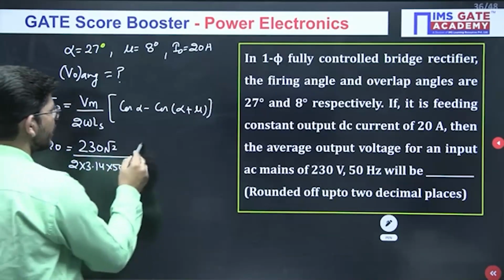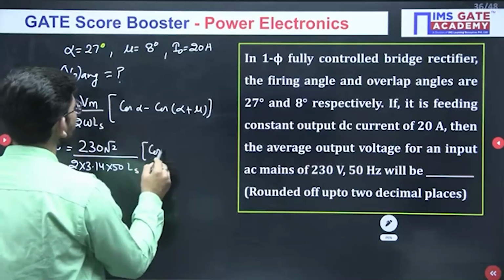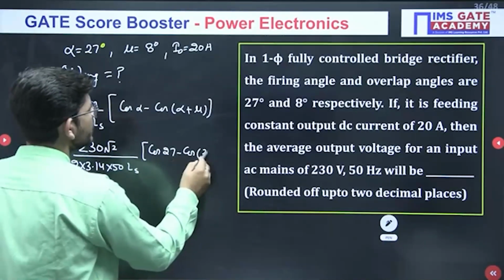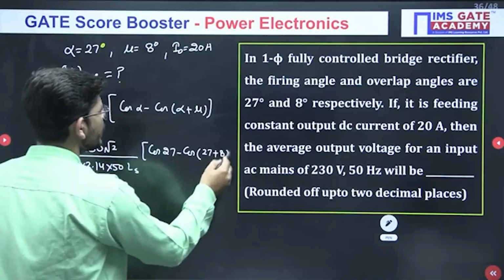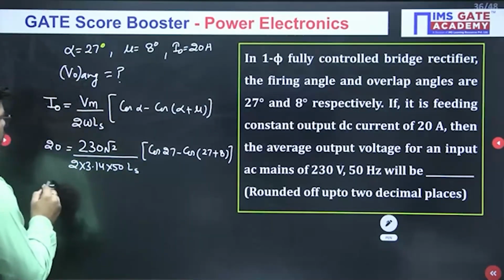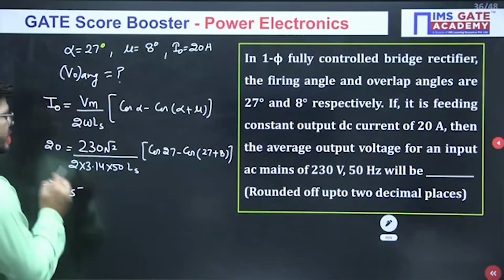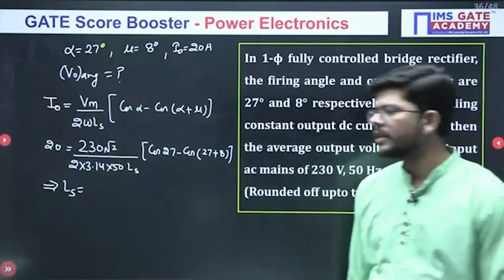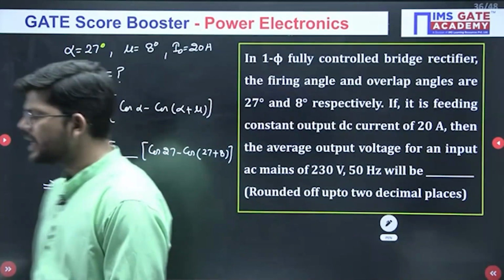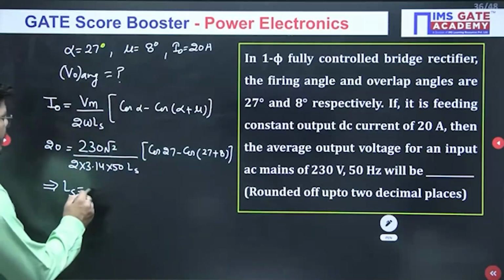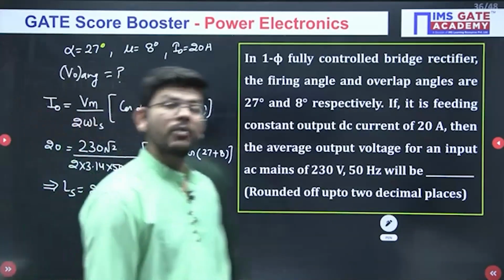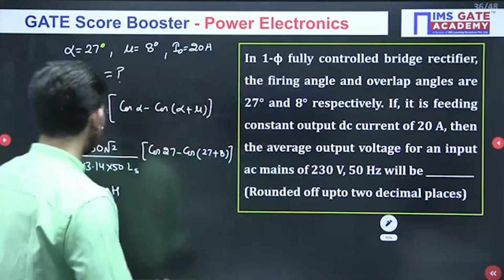So Ls is what we have to calculate here. Cos of alpha is 27, so alpha plus mu will be 27 plus 8. The only unknown thing here is the inductance. When you solve this expression for the value of inductance, you will get a value of 2 millihenry. Why we have calculated this will be clear to you.